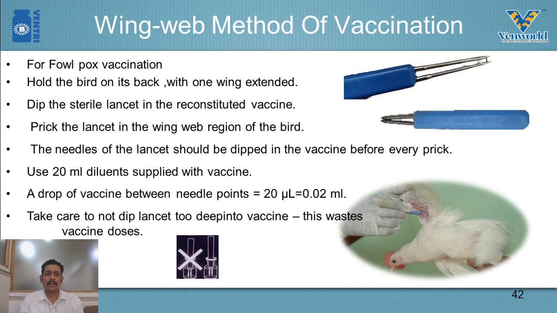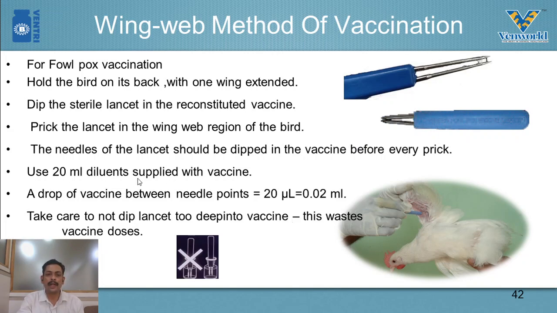So this is another way, the wing web method of vaccination, used for fowl pox vaccinations. For that we have to hold the bird on its back with one wing extended. For this purpose we should use a sterile lancet and dip it into the reconstituted vaccine. Then prick the lancet into the wing web region of the bird. The needle of the lancet should be dipped in the vaccine before every prick. So always dip the lancet into the reconstituted vaccine before every prick.